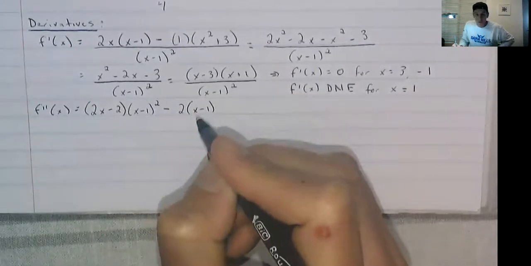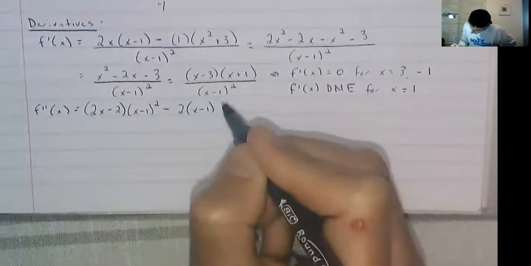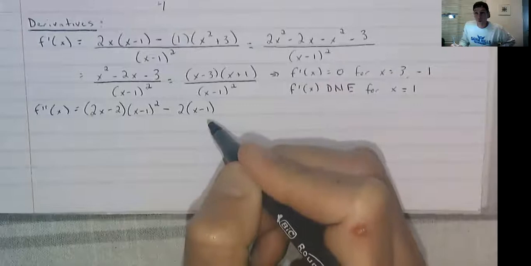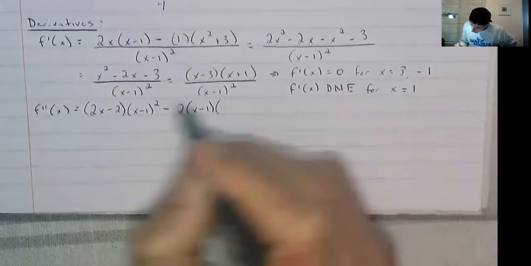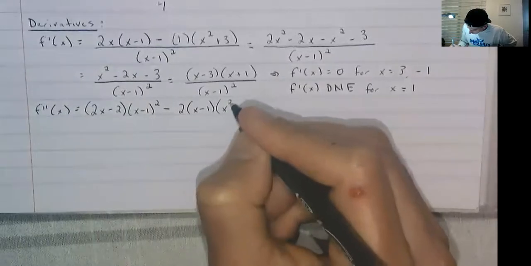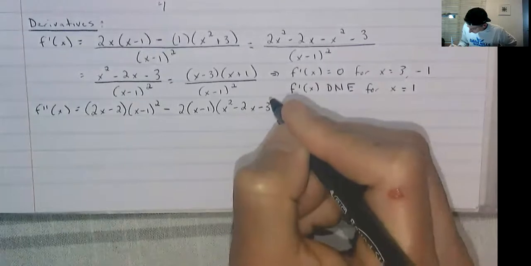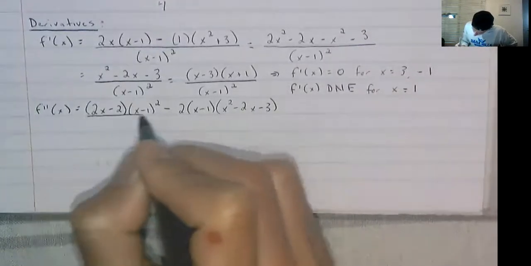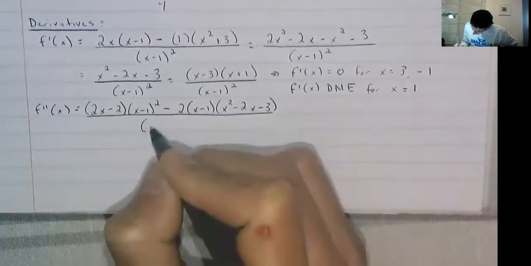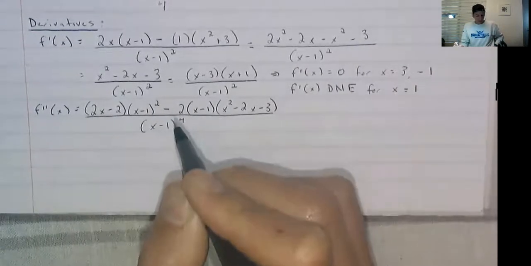Yes, there is a chain rule, but the derivative of x minus 1 is just x minus 1. Sorry, that's not correct. It's just 1, times the numerator, x squared minus 2x minus 3. Yikes. All divided by x minus 1 to the 4th, because we're squaring that guy.